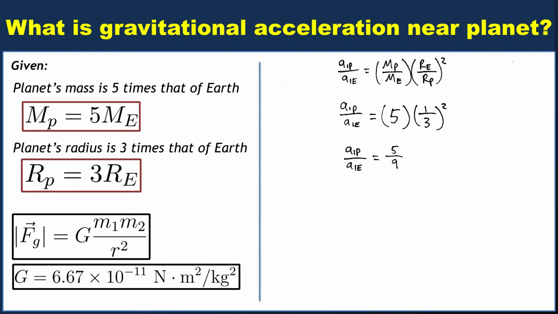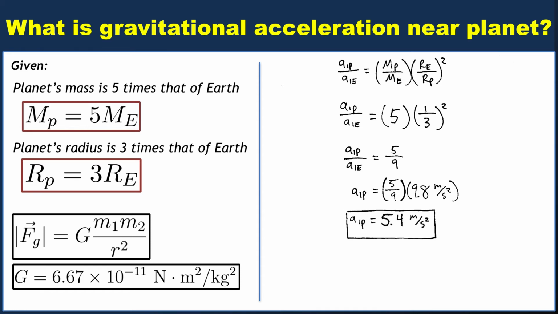Already that's good news for the astronaut. That means that it's smaller on this planet than it is on Earth, so they shouldn't get crushed. Specifically, we can figure out what it is in meters per second squared because we know that the acceleration of an astronaut near Earth would just be 9.8 meters per second squared, right? If they're near the surface of Earth, it's 9.8. So we plug in that value and find that the acceleration of this astronaut near this other mystery planet is 5.4 meters per second squared.